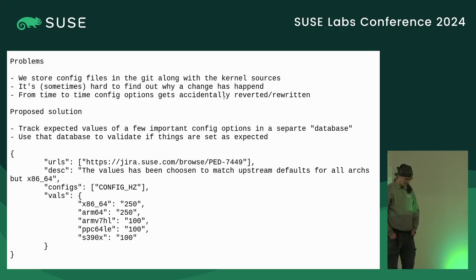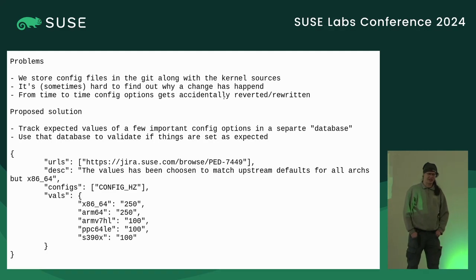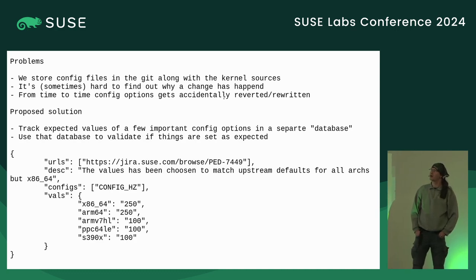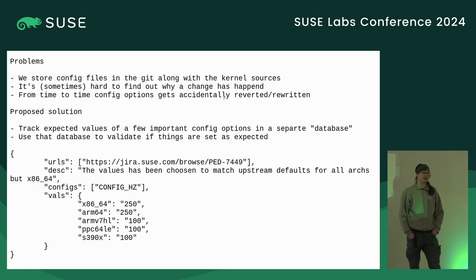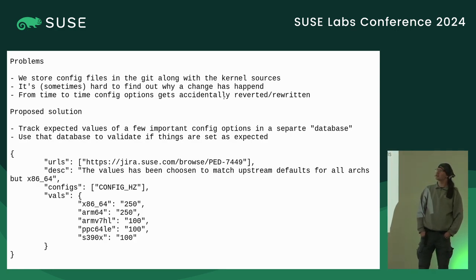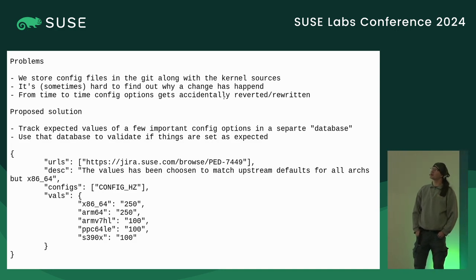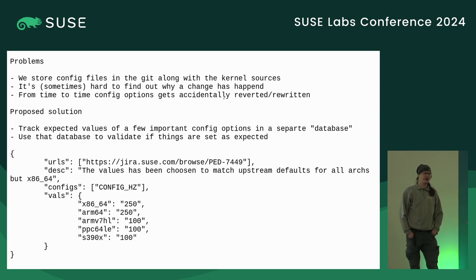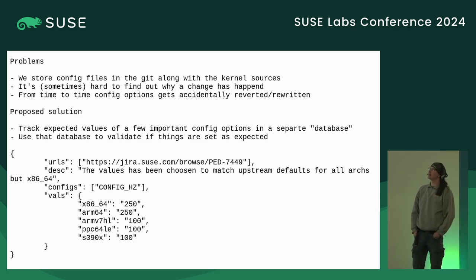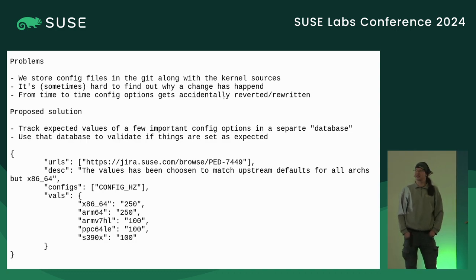Okay, hello. So this is supposed to be a discussion about the solution I'm trying to find for the problem of how we store the kernel configs for our kernel branches. The problem I see is that we store them along with the rest of the kernel in the Git repositories, and it's sometimes hard to track why we have set things in a certain way.